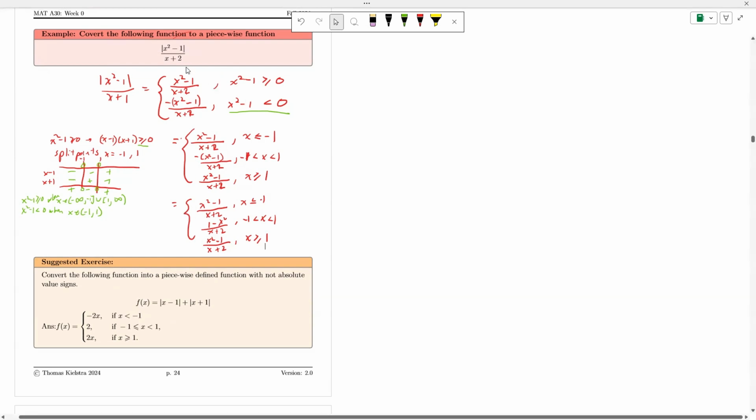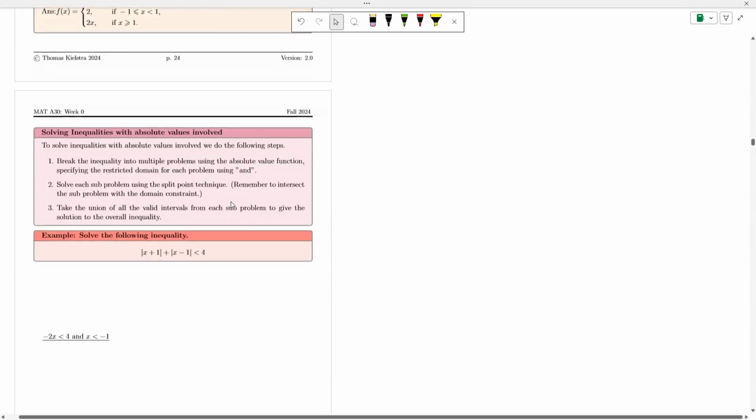Now that we've worked on breaking up the piecewise function into its parts, we're going to work with inequalities involving an absolute value. When we have inequalities involving an absolute value, we're going to break the inequality into multiple problems using the absolute value function, specifying the restricted domain and using "and." So we're going to split it up into multiple problems.